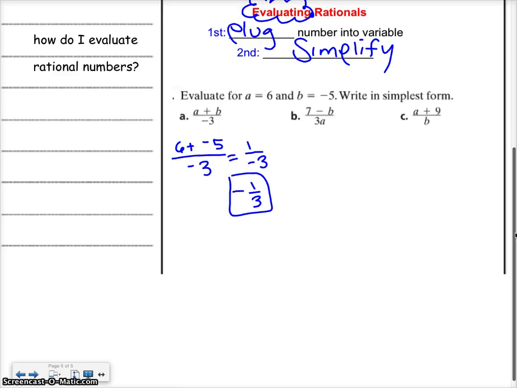Okay, the next one, there's one like this on the test that lots of kids mess up. 7 minus B. B is negative 5. So 7 minus a negative 5, all over 3 times A, which is 6. What does minus the negative turn to? Plus plus. 7 plus 5 is 12 over 18, which is 2 over 3.